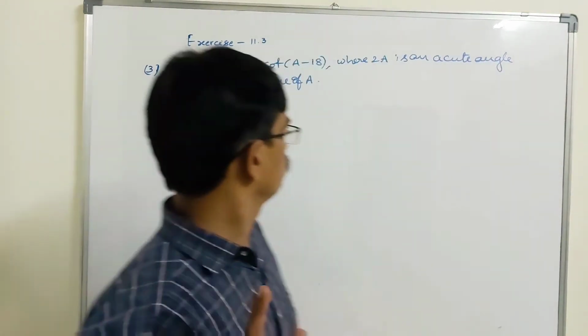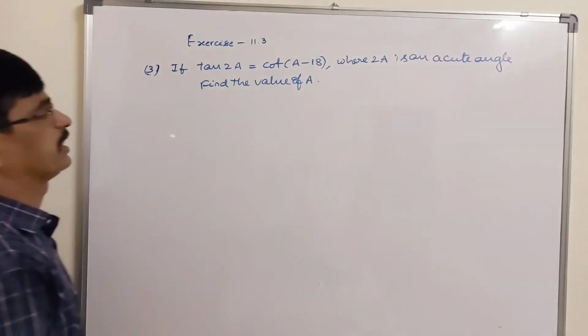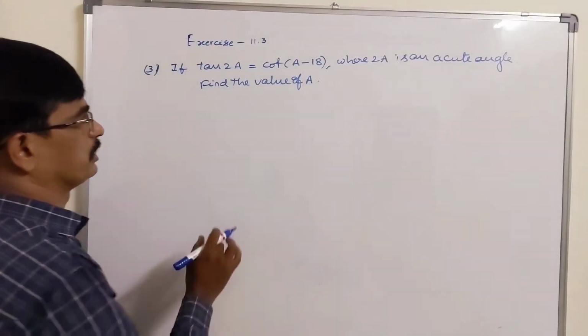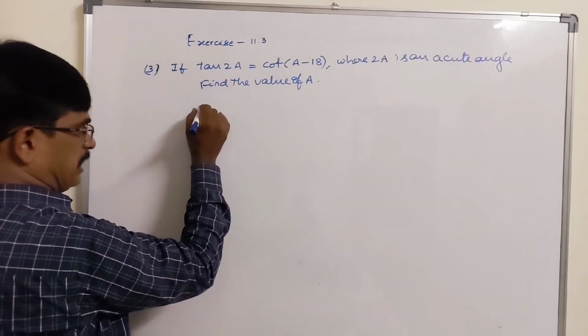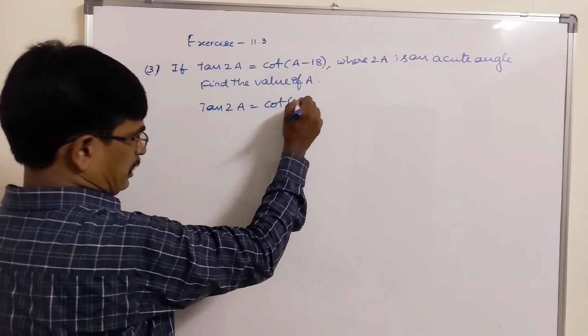If tan 2a is equal to cot of a minus 18, where 2a is an acute angle, find the value of a. So if you observe this, tan 2a is equal to cot of a minus 18.